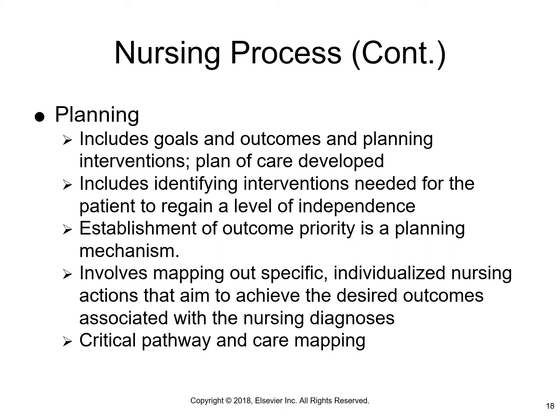Establishing an outcome priority is a planning mechanism involving mapping out specific individualized nursing actions that aim to achieve the desired outcomes associated with the nursing diagnosis. So everything is related. Your planning and your interventions need to support the outcome. If they don't support the outcome, then there is no way your patient is going to be able to achieve that outcome. So your interventions must support meeting that outcome, and then your outcome must support why you chose it as a nursing diagnosis, and then your nursing diagnosis must relate back to the medical diagnosis.